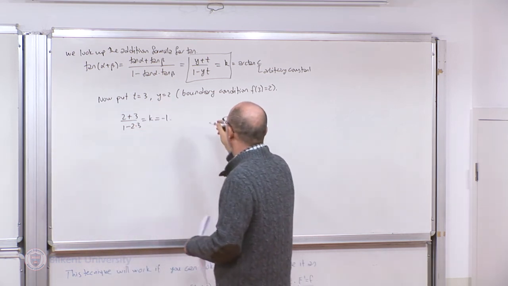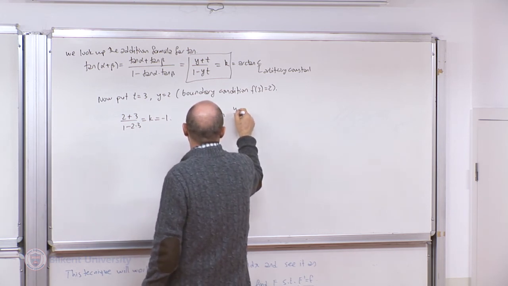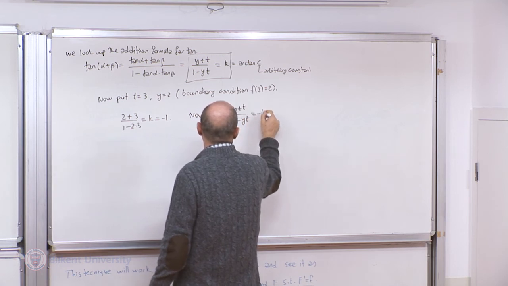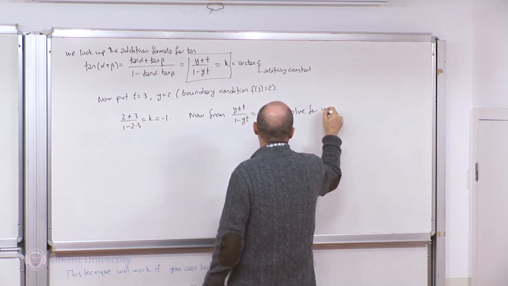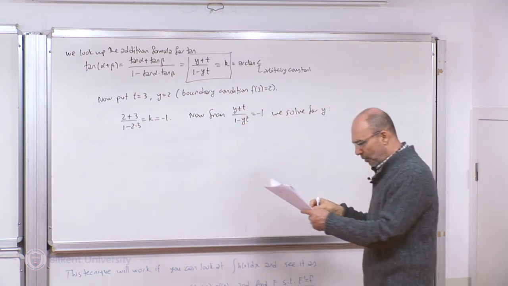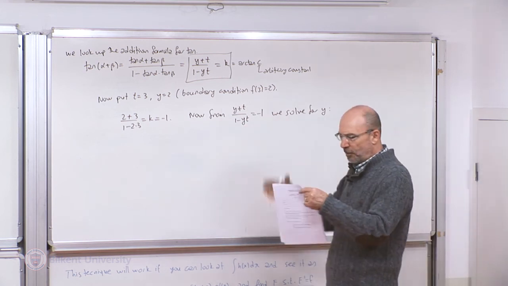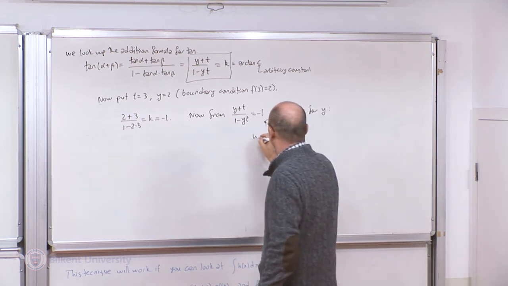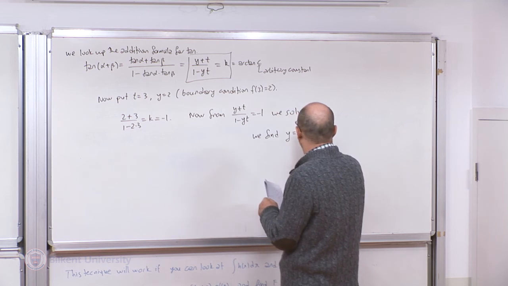Okay, now solve. From y plus t over 1 minus yt equals minus 1, we solve for y. Okay, let me skip a few. So it's easy, you just take this to the other side, etc. So what did you get? We find y equals 1 plus t over 1 minus t.